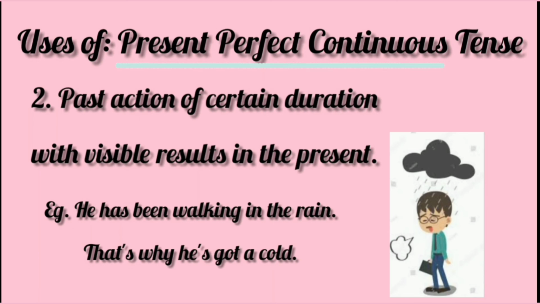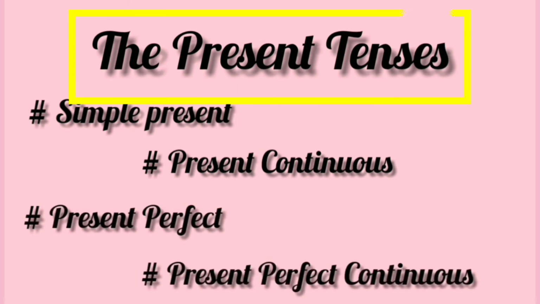The present perfect continuous tense can also be used to talk about a past action of certain duration with visible result in the present. For example, he has been walking in the rain. That's why he's got a cold. That means the action was done in the past and the visible result can be seen in the present, of him catching a cold.